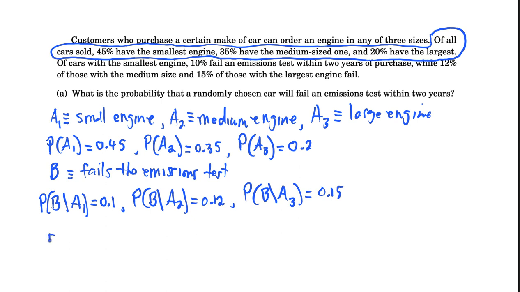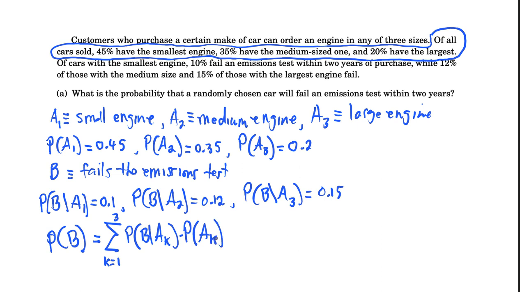So in order to find the probability that the car will fail the emissions test within 2 years, we use the law of total probability. And as a reminder, this is how it's stated. Now in this case, we have 3 sets that make up the partition, A1 through A3. So the law of total probability says, take the sum as k goes from 1 to 3 of the probability of B given A sub k times the probability of A sub k, right? So writing that out, this is what it looks like.